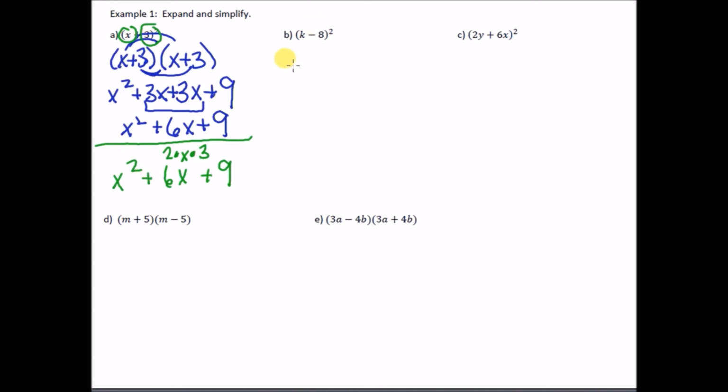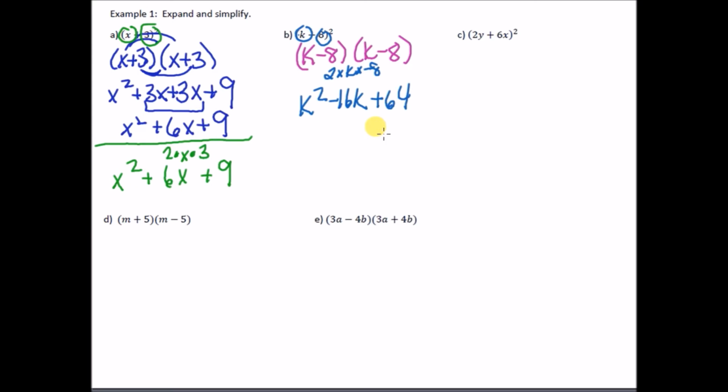Now let's try to do this just by taking a look at the pattern. So this one is k minus 8, k minus 8. Okay? We can go ahead and FOIL, or we can identify that this is a perfect square trinomial. Square the first, square the last, and then it's 2 times k times negative 8. So this is going to be 2 times k times negative 8, which is negative 16k. And that's how we expand that.